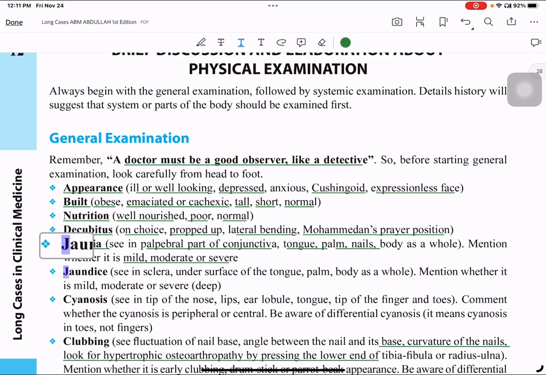Then we must look for jaundice. Jaundice is the yellow coloration of the body, skin, urine, and subconjunctival mucosa, but it is actually due to raised serum bilirubin in the blood. As with anemia, we look for it in the sclera, the under surface of the tongue, the whole body, as well as the palm and sole. As with anemia, we have to classify it as mild, moderate, or severe. Usually deep jaundice indicates some obstructive jaundice.